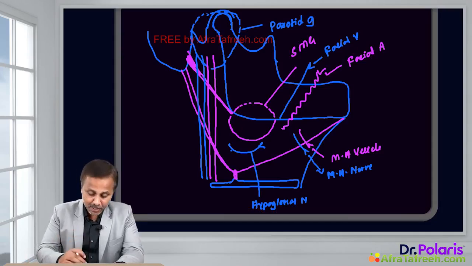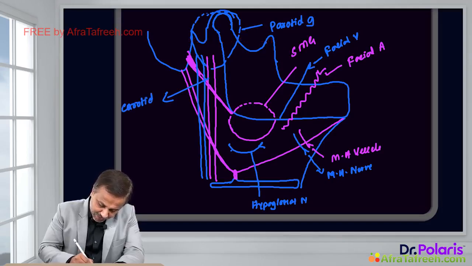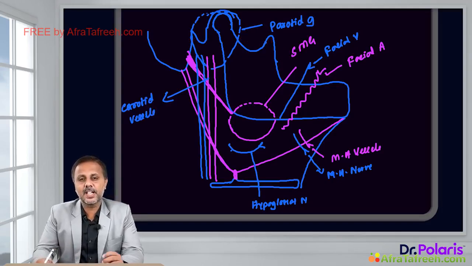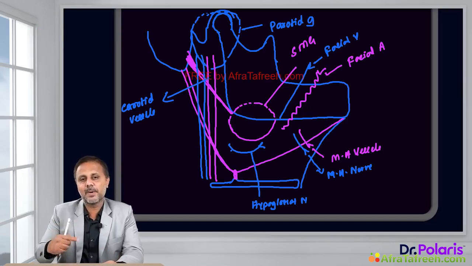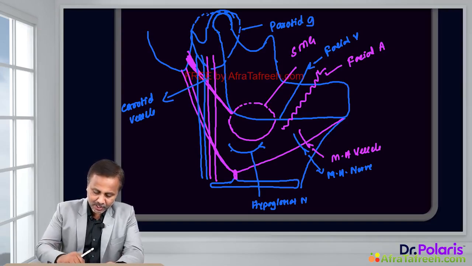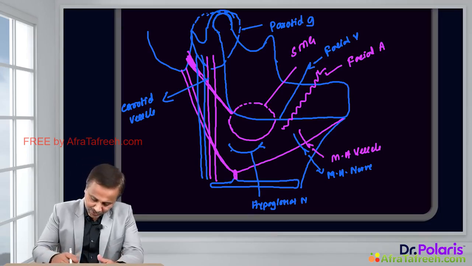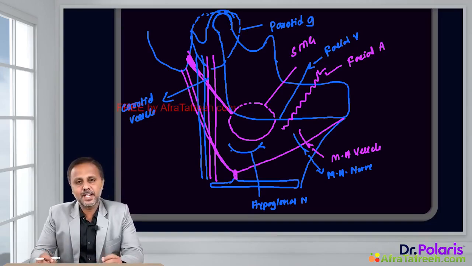So the posterior part contains the parotid gland and then contains what? The carotid vessels, that is the external carotid artery and internal jugular vein, surrounded by the carotid sheath. These are the important contents present in the posterior part of the digastric triangle. This is regarding the contents of the digastric triangle.